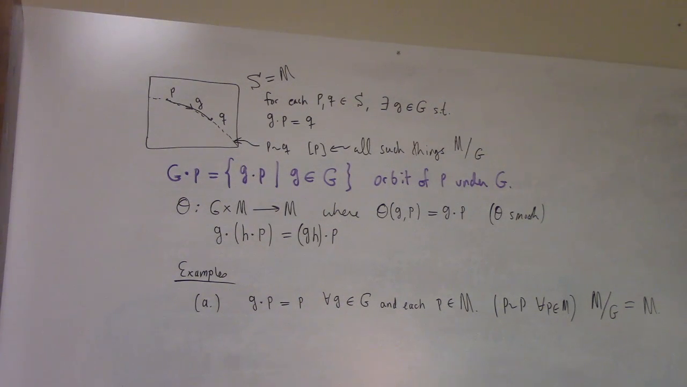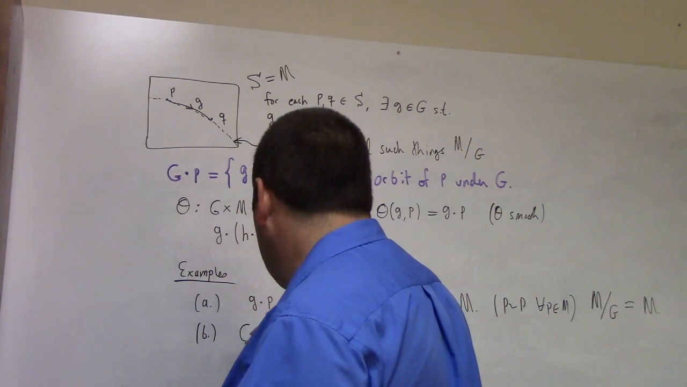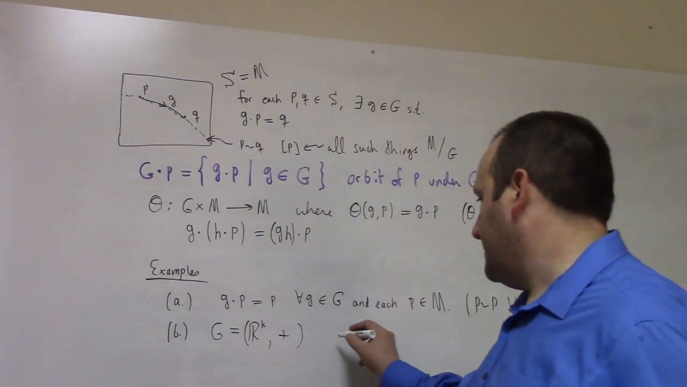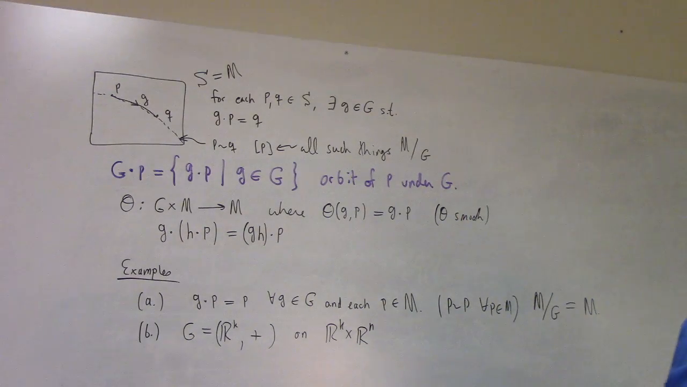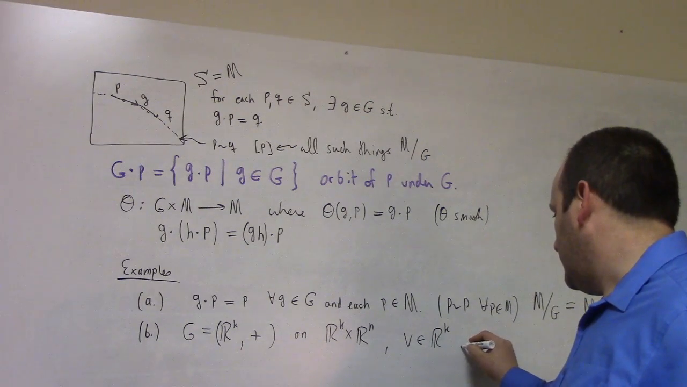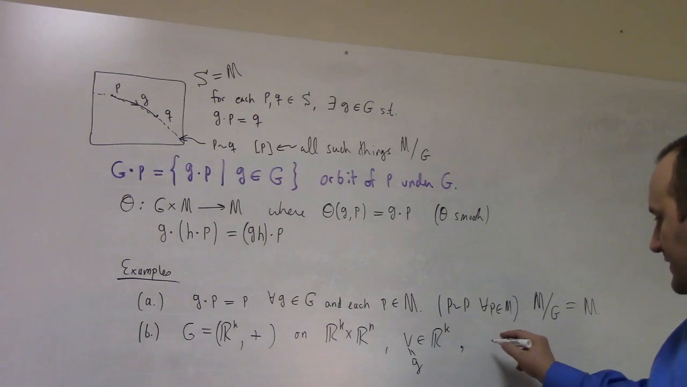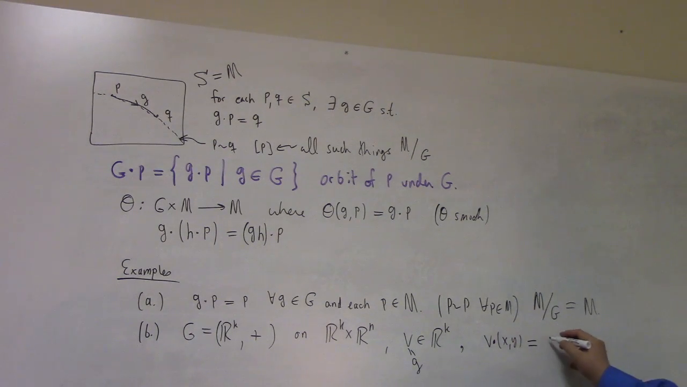Okay, the simplest non-trivial example to keep in mind, he says, is the action of R^k on R^k cross R^m. So this one will be a little better. G equals R^k, which is, by the way, a group under addition, just to be clear, acting on R^k Cartesian product R^m. So here's the deal. For v in R^k, this v is like the g in our previous lingo. v dot the pair (x, y) is equal to (v plus x, y).